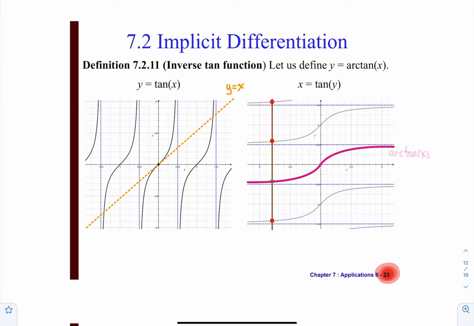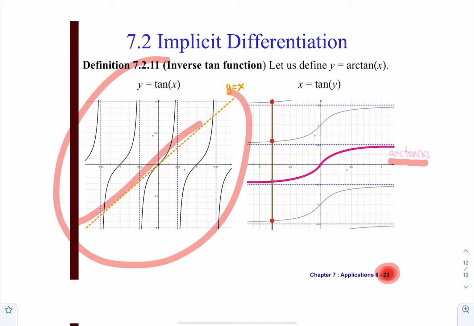But what we'll do is we'll simply use the middle one. The middle one, the one that starts at the origin, is going to be kept to define the arctan of x. So that magenta curve, that's the graph of arctan. Again, if you start with the graph of tan of x, you look at the line y equal x and you use it as a mirror.